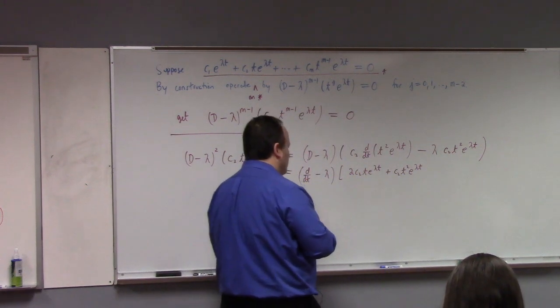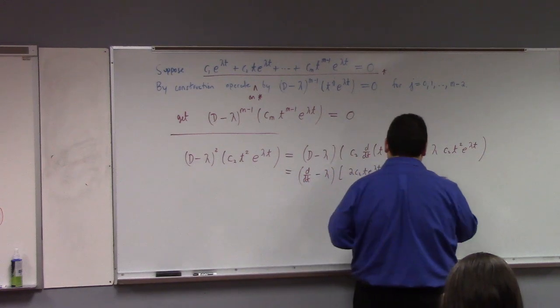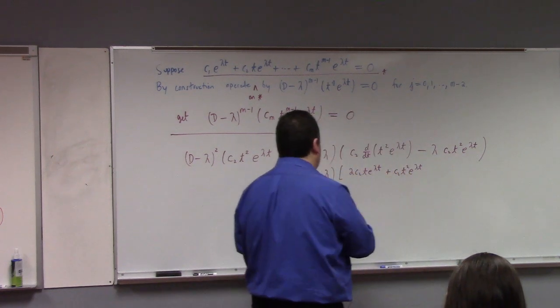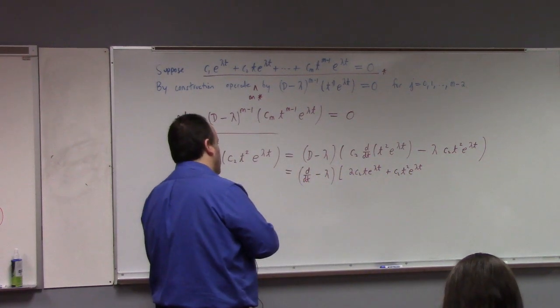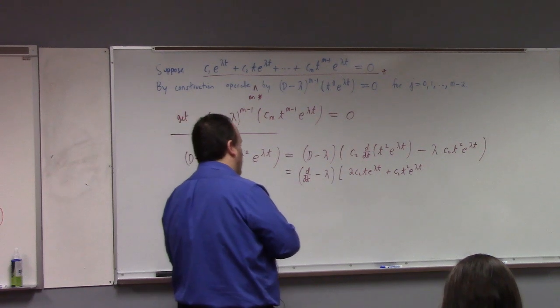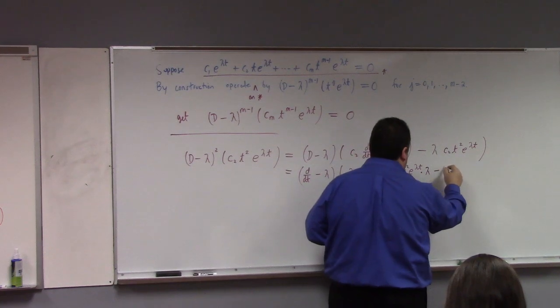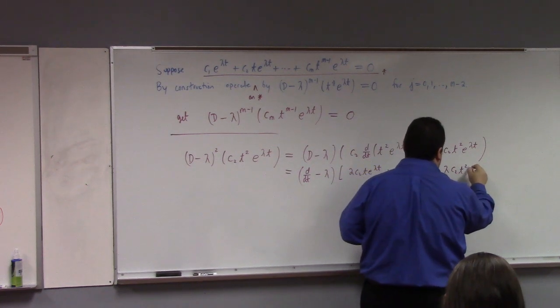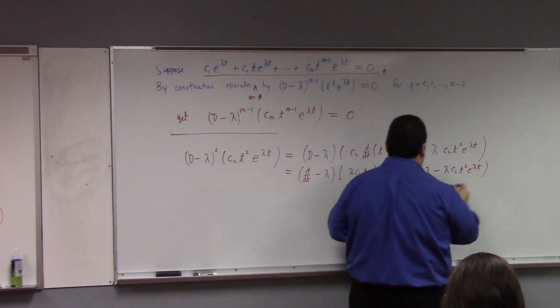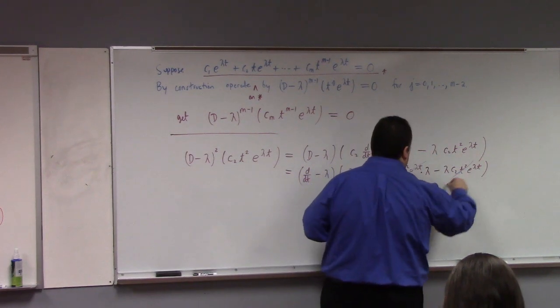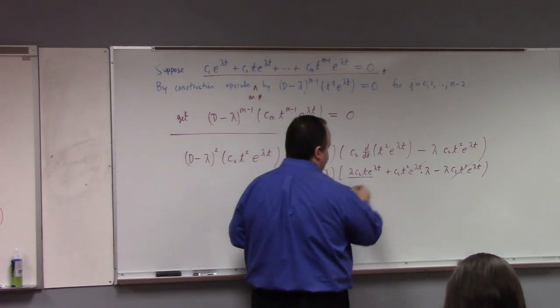And I'm differentiating e to the lambda here, so I have a multiplication by lambda. But then I've got minus lambda c2t squared e to the lambda t. The point is that these cancel, and we're just left with that.